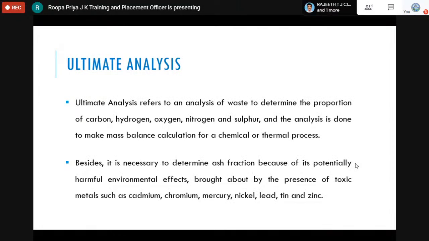Ultimate analysis refers to an analysis of waste to determine the proportion of carbon, hydrogen, oxygen, nitrogen, and sulfur, and the analysis is done to make mass balance calculations for a chemical or thermal process. Besides, it is necessary to determine the ash fraction because of its potentially harmful environmental effects brought about by the presence of toxic metals such as cadmium, chromium, mercury, nickel, lead, tin, and zinc.